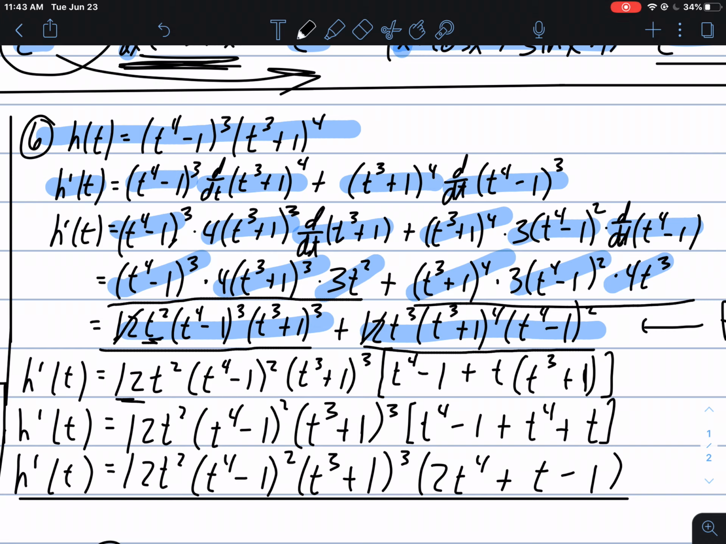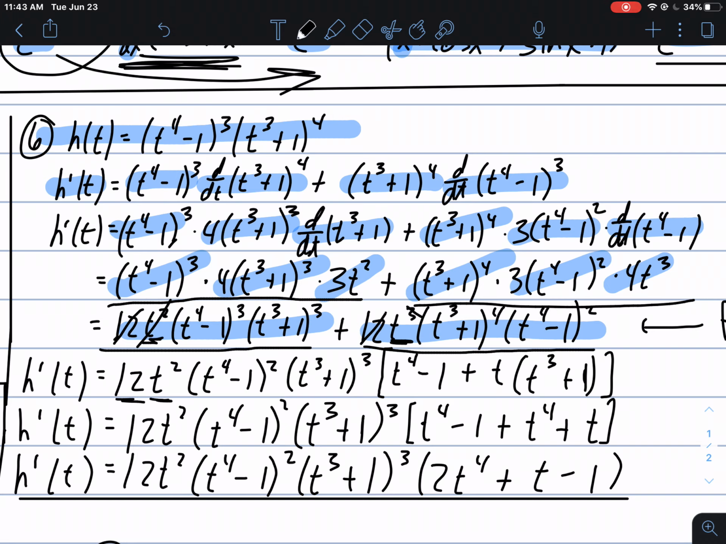The first one has a factor of t squared. The second one has a factor of t cubed. What do they have in common? They have t squared in common. So I can pull out t squared. What does that leave me with here? It leaves me with just a t, right? Because that's t cubed. If I pull out t squared, I'm left with t.